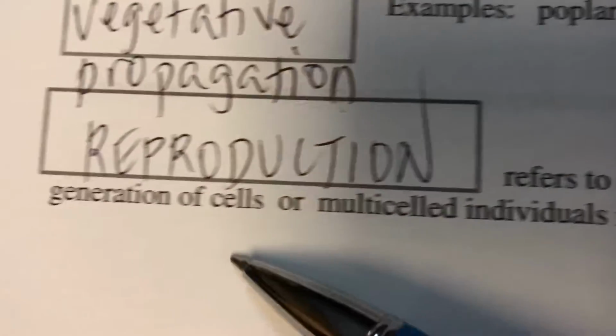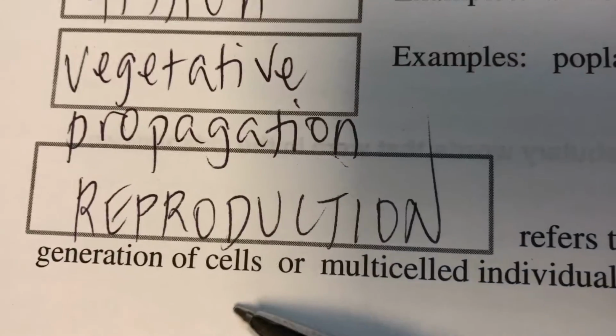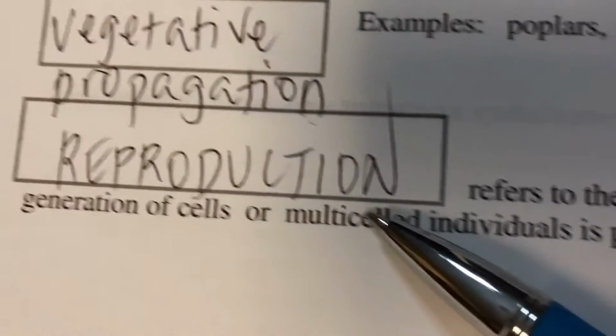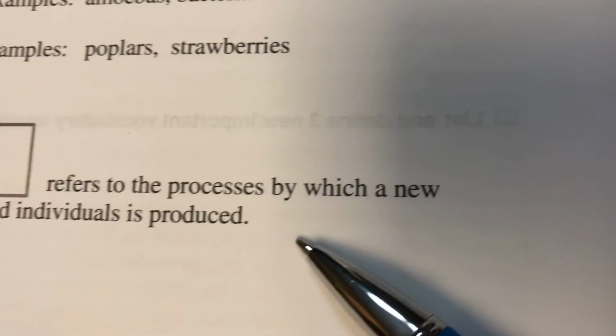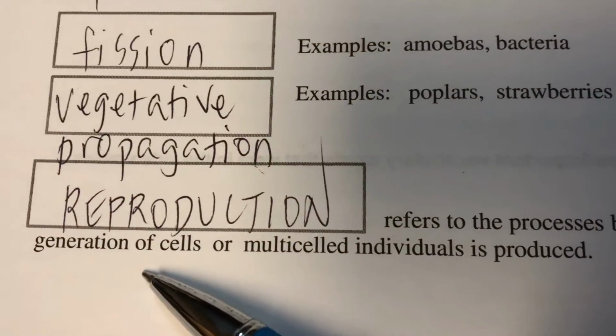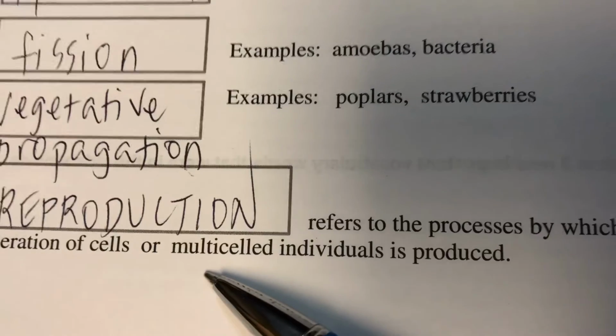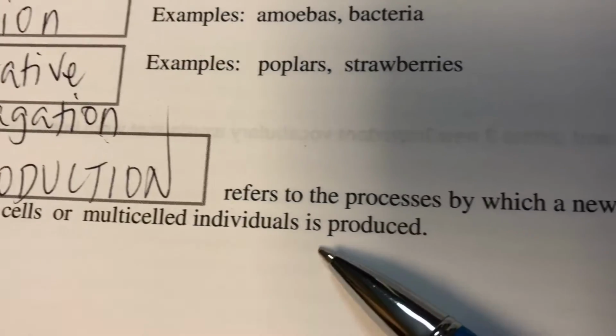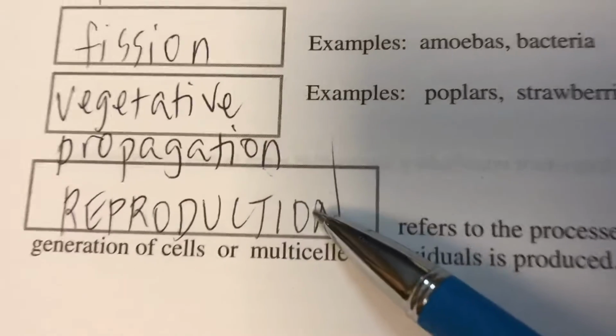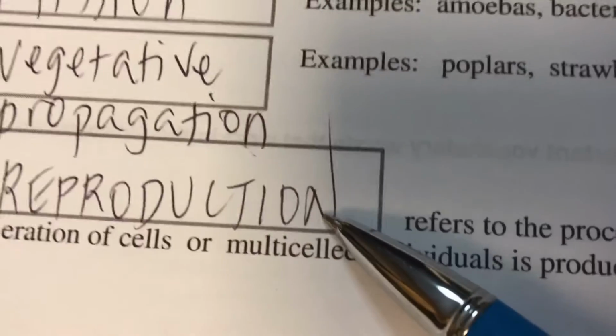The next box actually is the word reproduction. It gives us this definition of it. It refers to the processes by which a new generation of cells or multi-celled individuals is produced. So that in a nutshell is what reproduction is all about.